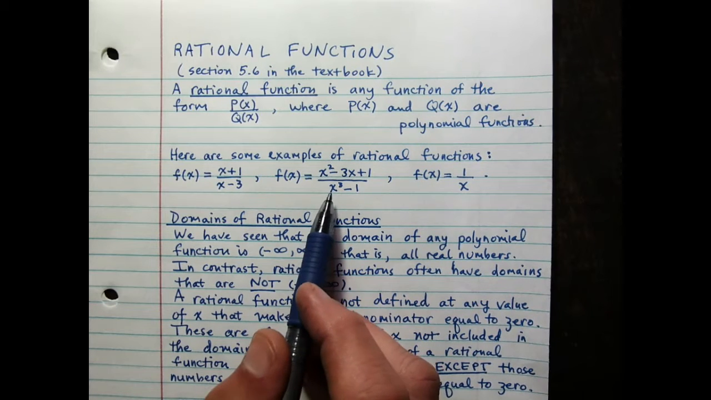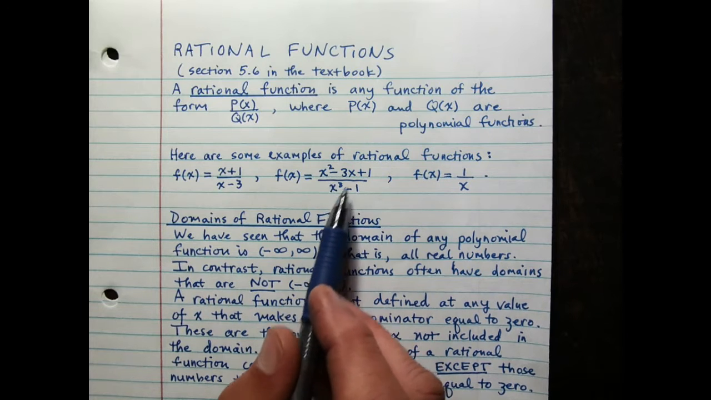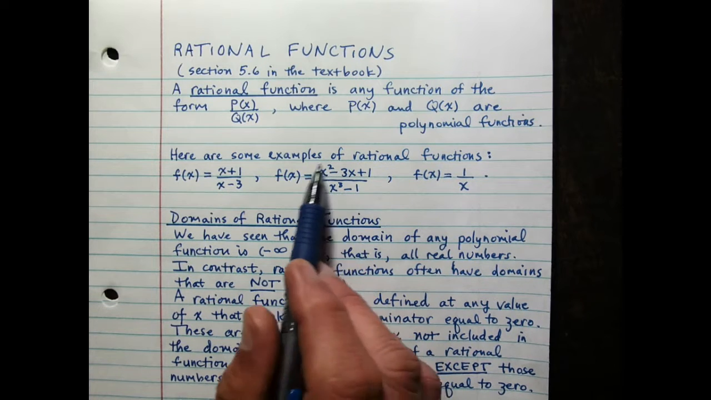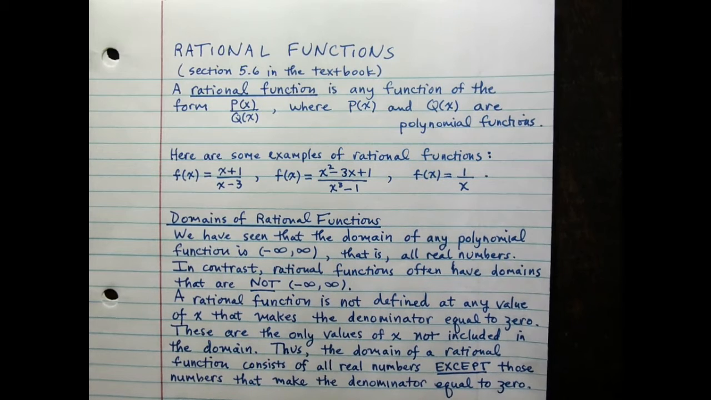So a rational function is a new kind of function for us. We're familiar with polynomials that we see in the numerator and denominators, but now we're dividing these polynomials and creating a new kind of function.